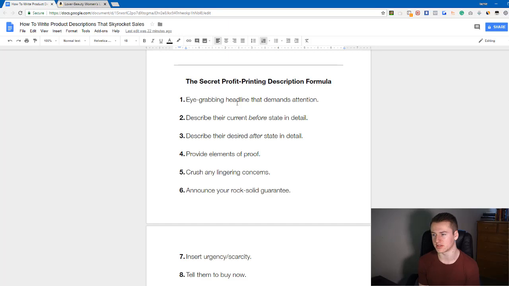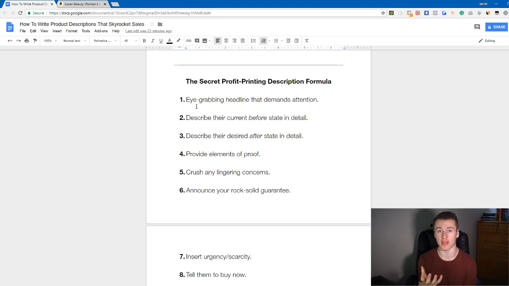So let's just dive straight into this formula. Number one, and by the way, I'm about to give you a really hot example of this in practice. Number one, you have to write an eye-grabbing headline that demands attention. When somebody hits your page, there needs to be a headline, a question, whatever it may be, something bold that grabs their attention and forces them to read it.